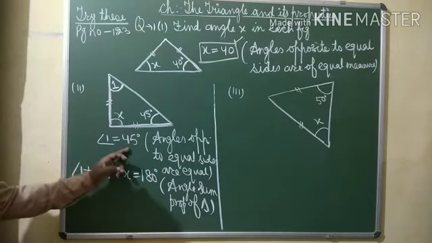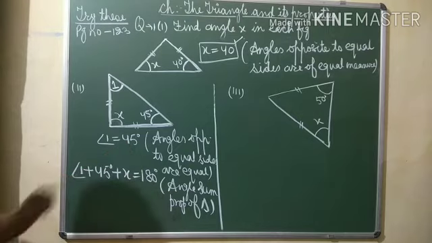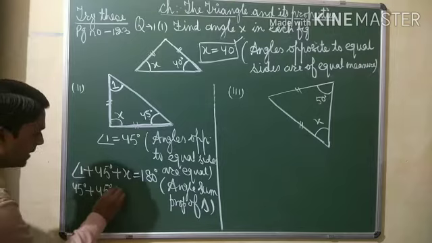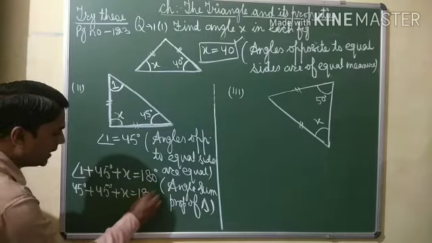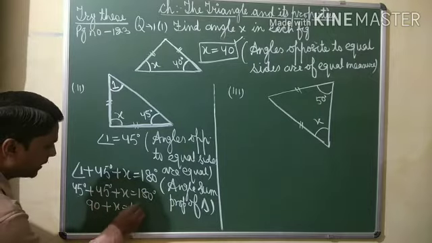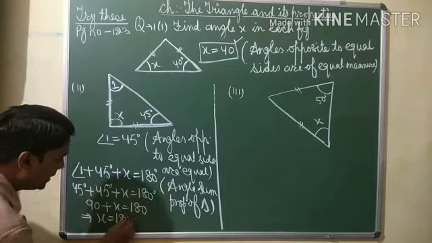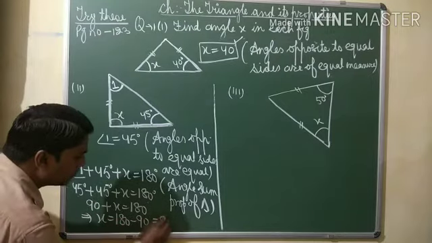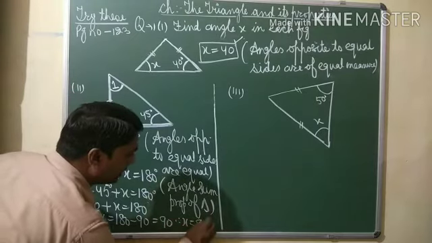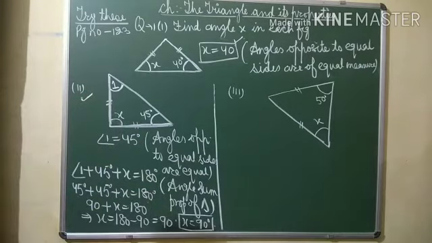But angle 1 is equal to 45 degree. So putting the value of angle 1 45 degree here, we get 45 degree plus 45 degree plus X is equal to 180 degree. 45 plus 45, 90 plus X is equal to 180, which implies X is equal to 180 minus 90, which is equal to 90. Therefore measure of angle X is equal to 90 degree in second part.